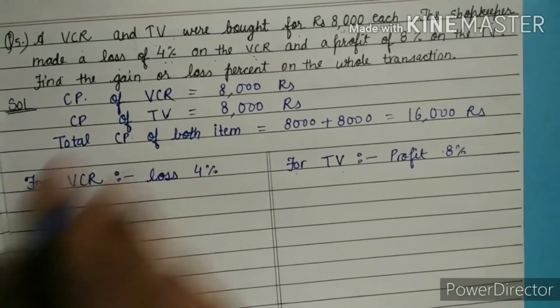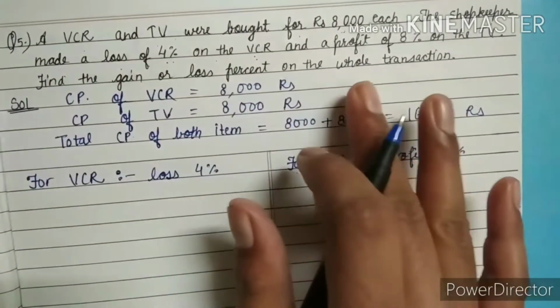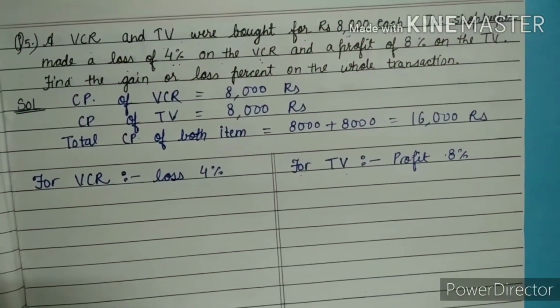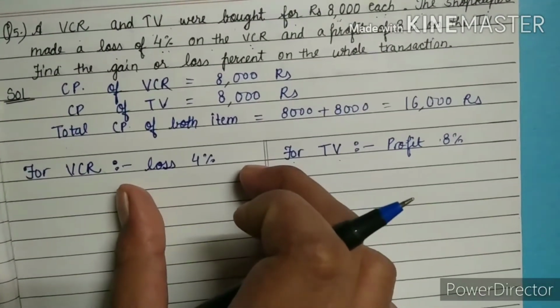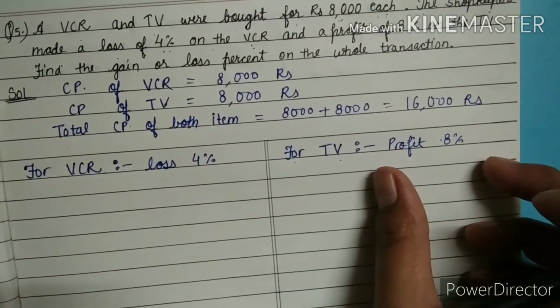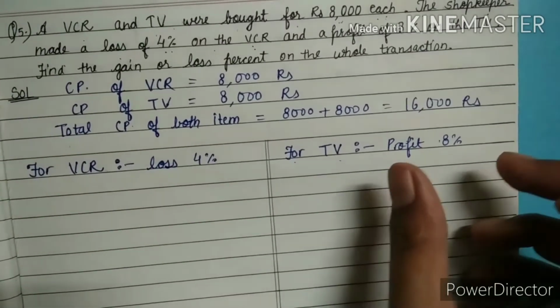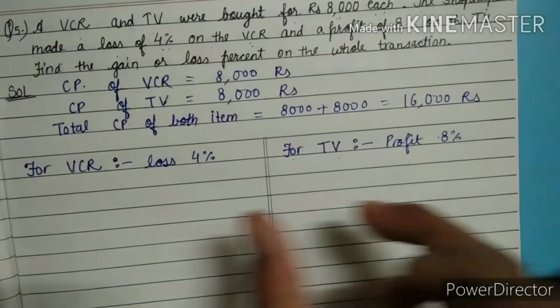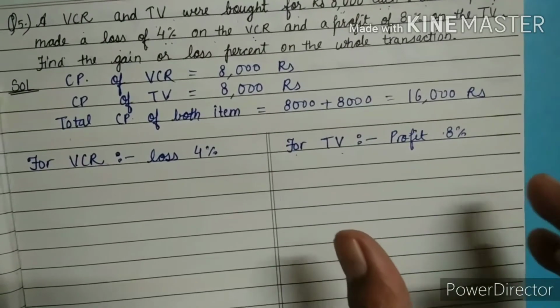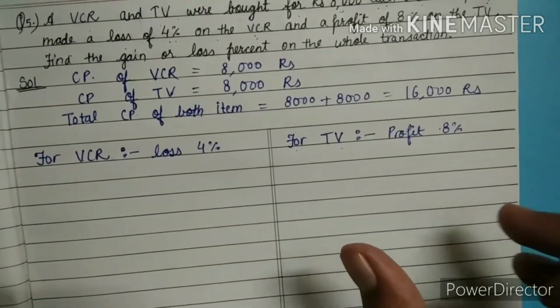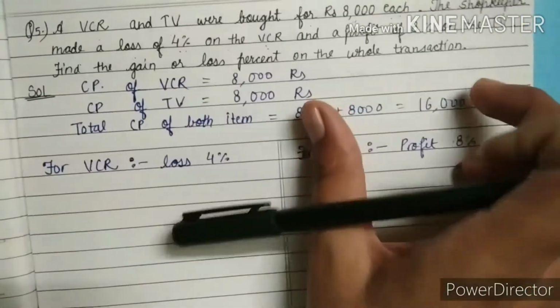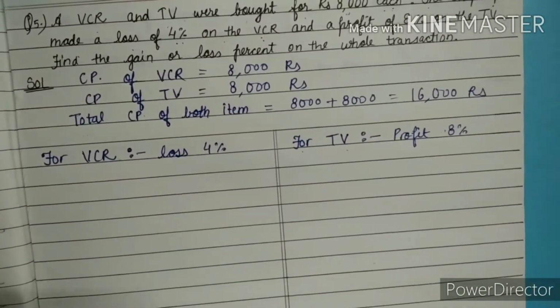Now what we have to find? We have to find the gain or loss percent on the whole transaction. It means on the VCR he got a loss of 4%, on the TV he got a profit of 8%. After getting loss and profit, actually what he is getting, loss or profit, on the whole transaction, that we have to find.